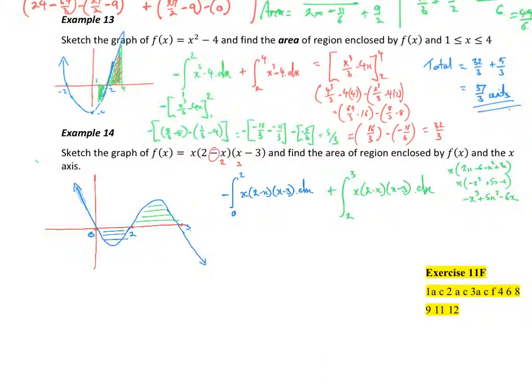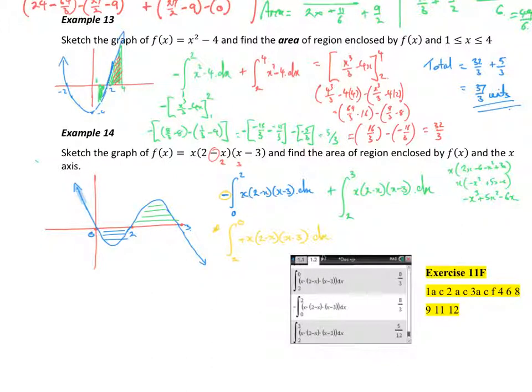One thing to note here, an alternative to putting that negative sign there, I could in fact just swap those limits around and put 2 to 0, x times (2 minus x) times (x minus 3) dx. Okay, so let's have a look at those on the CAS and you'll see how they're the same thing.